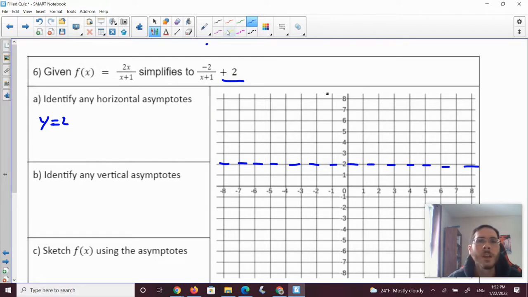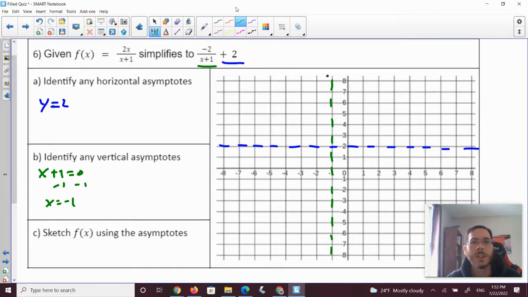Looks pretty nice. For the vertical asymptotes, again, that's kind of like our value for h in this one, but we also want to remember what we want to do is set the denominator equal to 0. And so we get x equals negative 1. So that's going to be our vertical asymptote. All right. And then part C says sketch f of x using the asymptotes. So we know usually we get something that looks like this, but we got to watch out here. So in this case, we got a negative 2 up here.